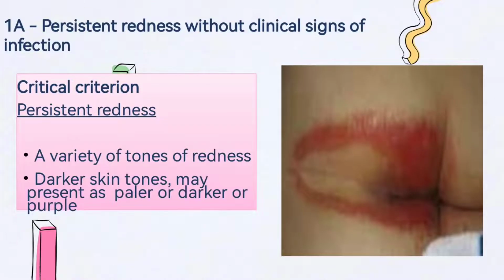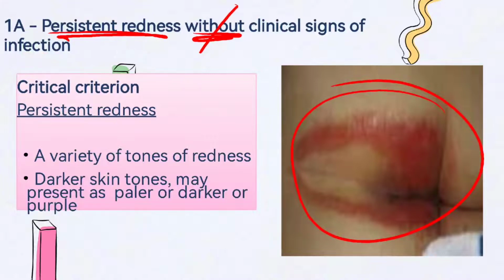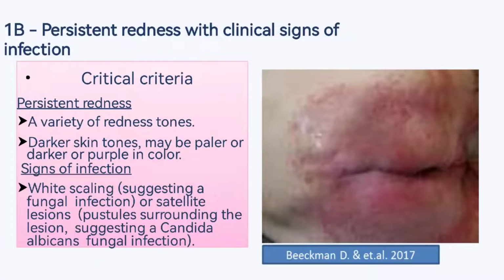Next, we have 4 types for this one: 1A, 1B, 2A, and 2B. Now, for 1A, there is a persistent redness without clinical signs of infection. There is redness only. Is this an open wound? No. No open wound. Redness only is what you are going to see on the patient's buttocks.